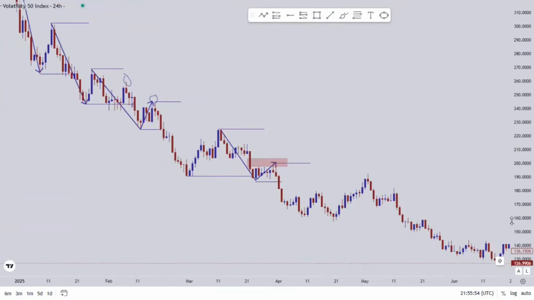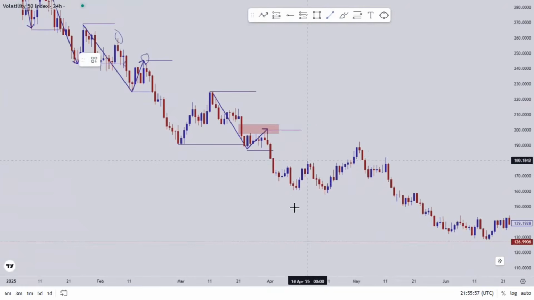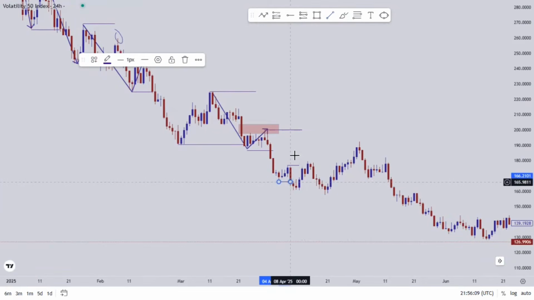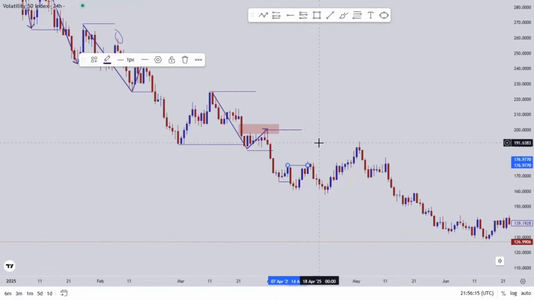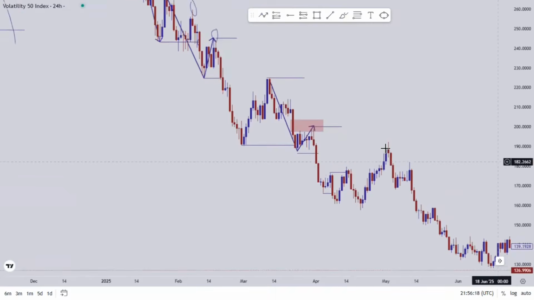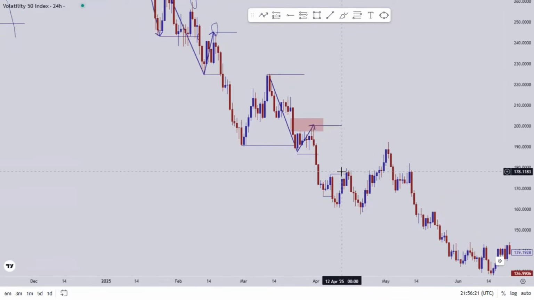Right? So look at this particular scenario again. Is this a valid higher low? Yes. This is a valid higher low, and this is a break of structure exactly with this body close here. A break of structure. The market changed character here. This is a change of character or a change of trend.